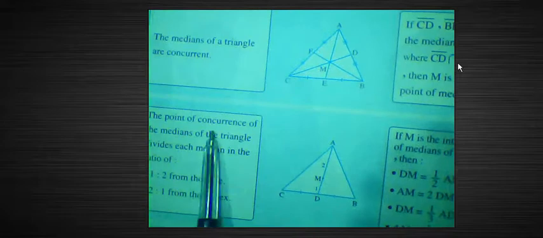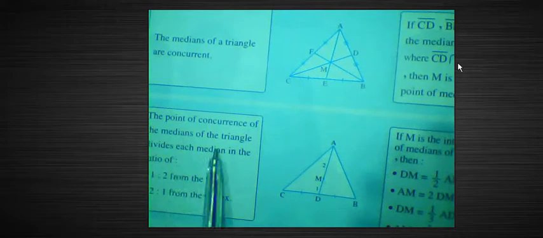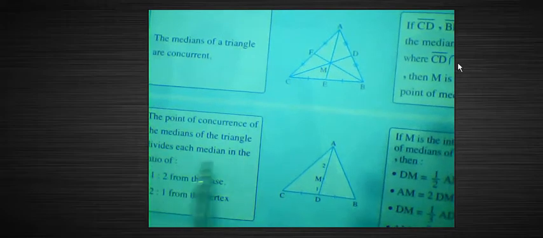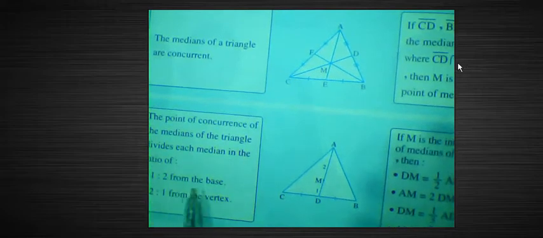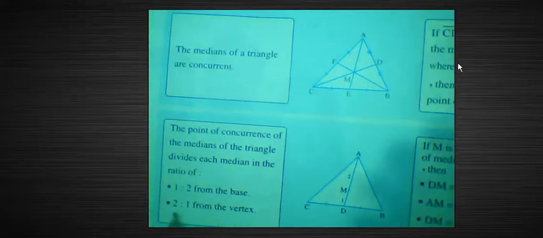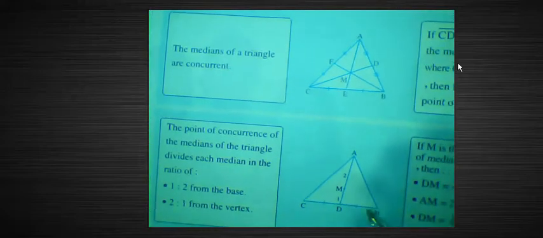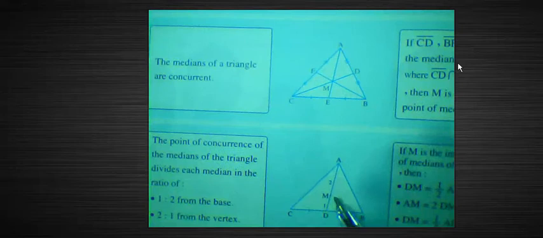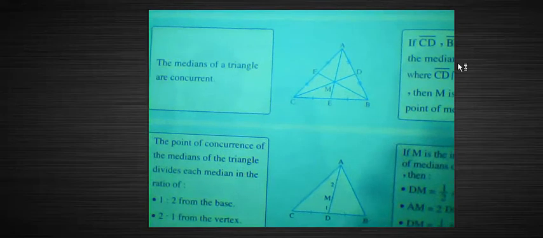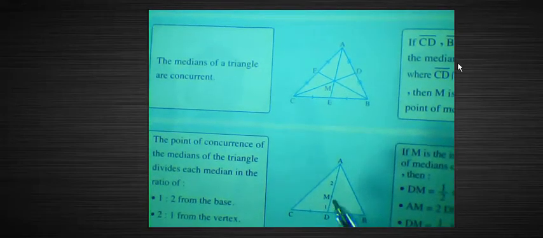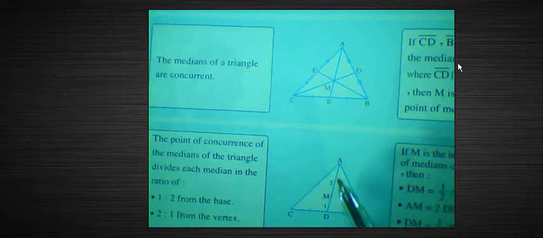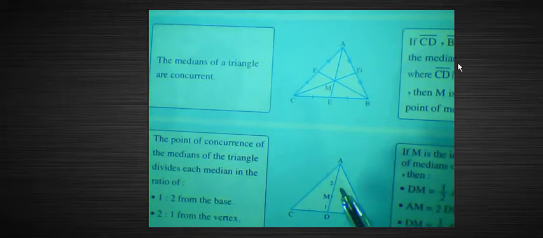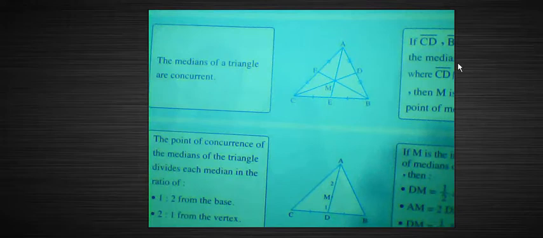The point of concurrence of the medians of the triangle divides each median in the ratio 1 to 2 from the base or 2 to 1 from the vertex. يبقى الـ M اللي عندي بتعمل divide للـ medians اللي عندي ل 2 parts. الـ AM twice MD. يعني مثلا لو AM كان ب 6 يبقى الـ MD تبقى ب 3 سنتيمتر والعكس.